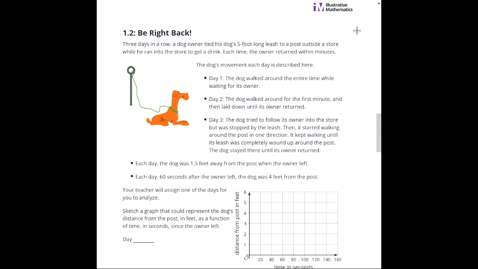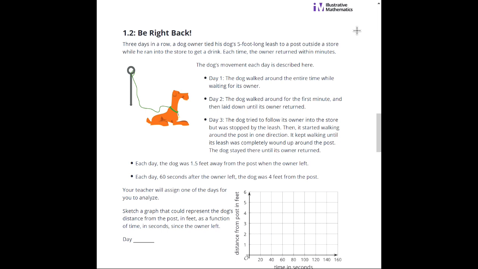Now, we've got the dog's movement, which is described here. So on day one, the dog walked around the entire time while waiting for its owner. Okay, so the dog just walked around. Day two, the dog walked around for the first minute and then laid down until its owner returned. And then on day three, the dog tried to follow its owner into the store, but was stopped by the leash. Then it started walking around the post in one direction. It kept walking until its leash was completely wound up around the post. The dog stayed there until its owner returned.